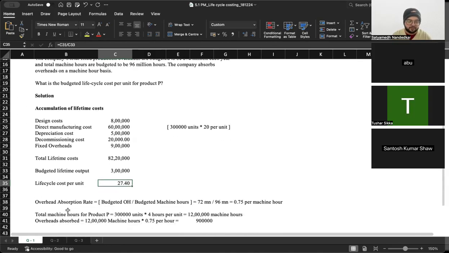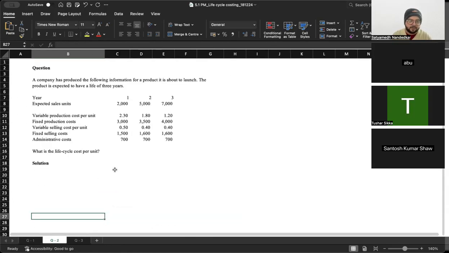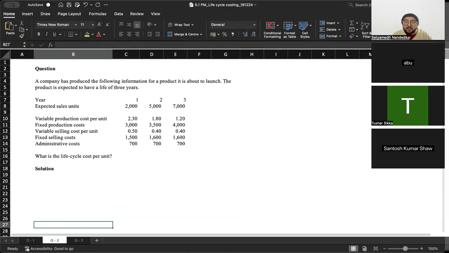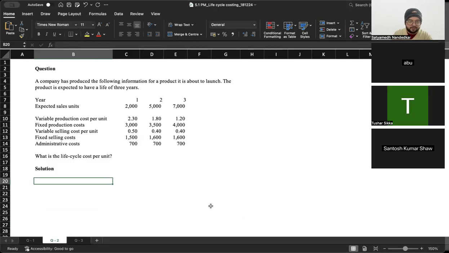Okay, now let's look at another question. What is the life cycle cost per unit? A company has produced the following information for a product it is about to launch. The product is expected to have a life of 3 years. Variable production cost per unit, fixed production cost, variable selling cost per unit, fixed selling cost, administrative cost. What is the life cycle cost per unit?